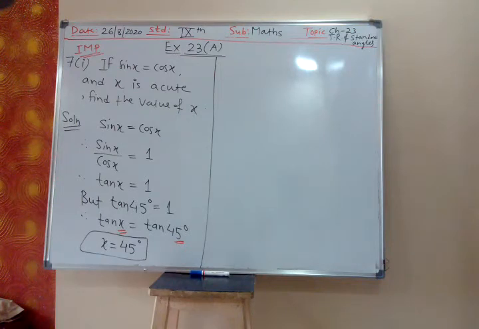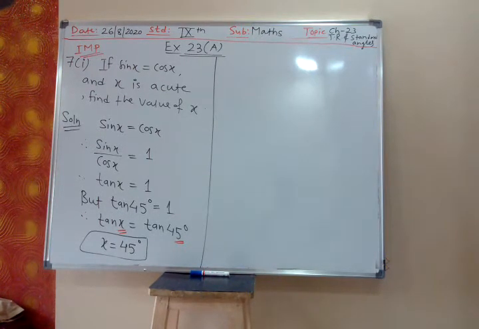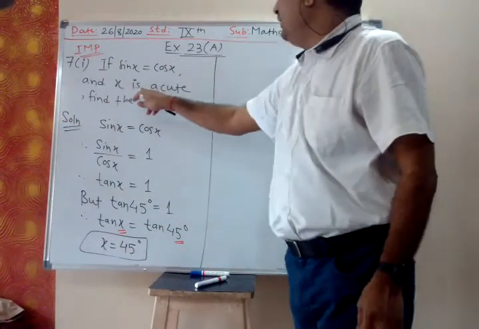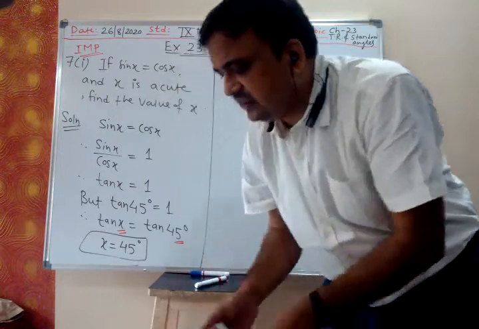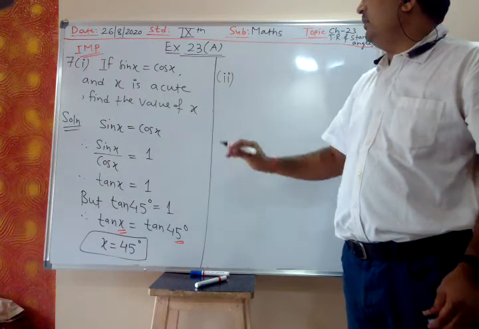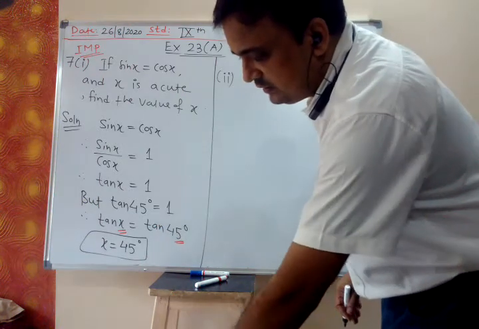So x is equal to 45 degree. See, it is given x is acute. Acute means less than 90 degree. So clearly 45 degree is less than 90 degree. That means your answer is correct. The value of x is correct because x is acute. We are getting x as 45 degree, and in the question it is given x is acute.